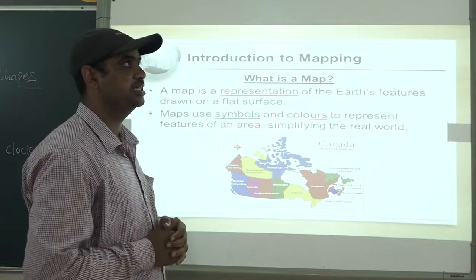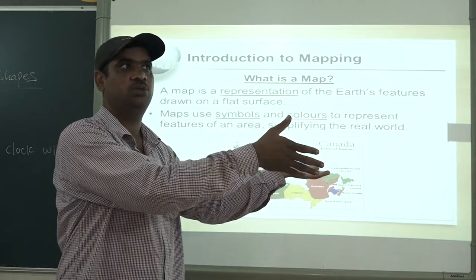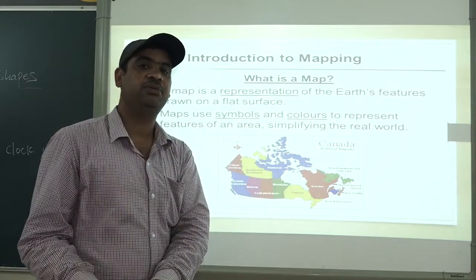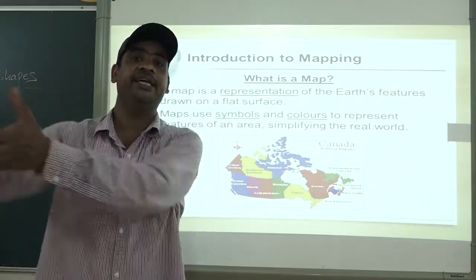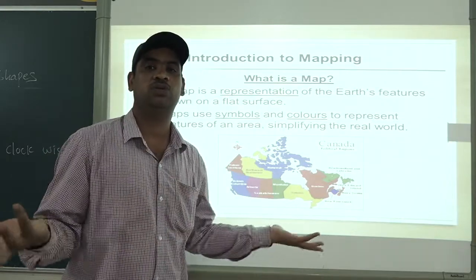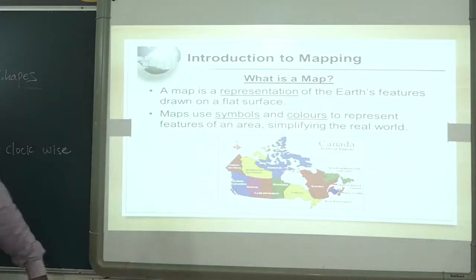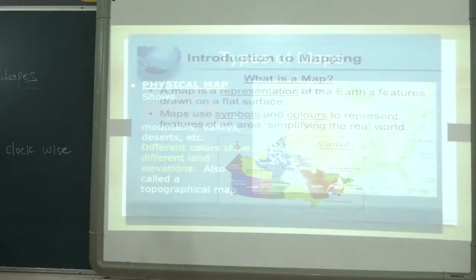For example, if it is any physical map, mountains can be shown with one color. Then sea can be shown with a different color. Plain area can be shown with a different color. Different landforms are shown with a different color. Height of the place is shown differently. Okay, so this is the definition of map.